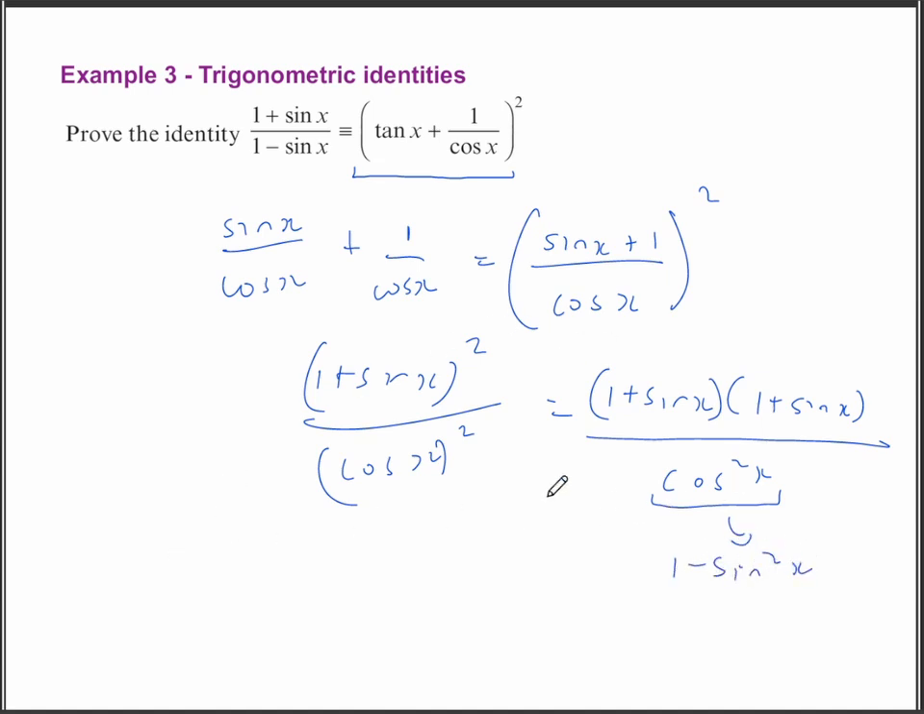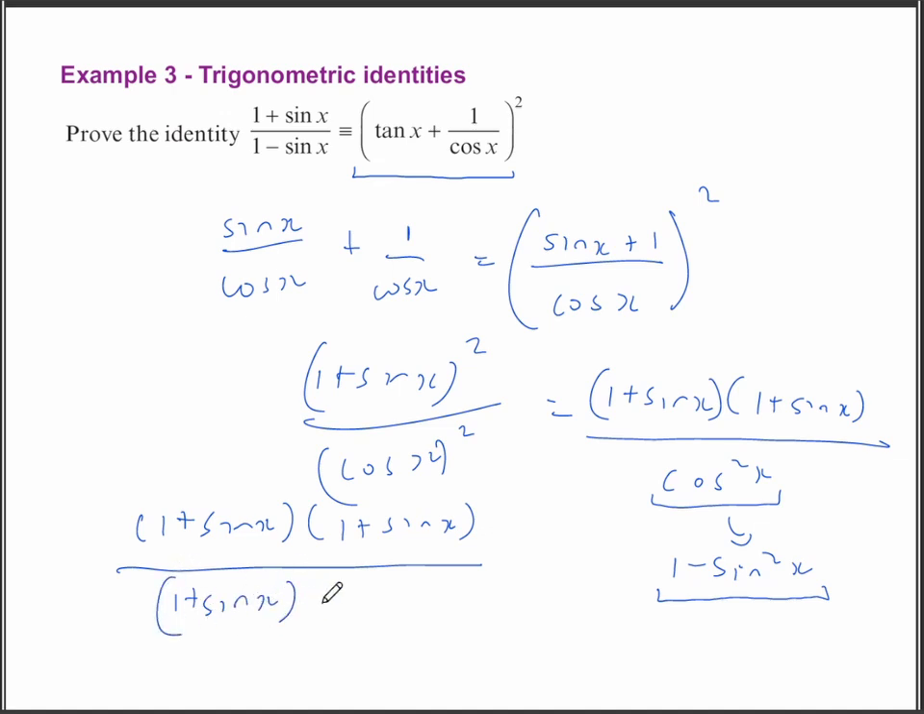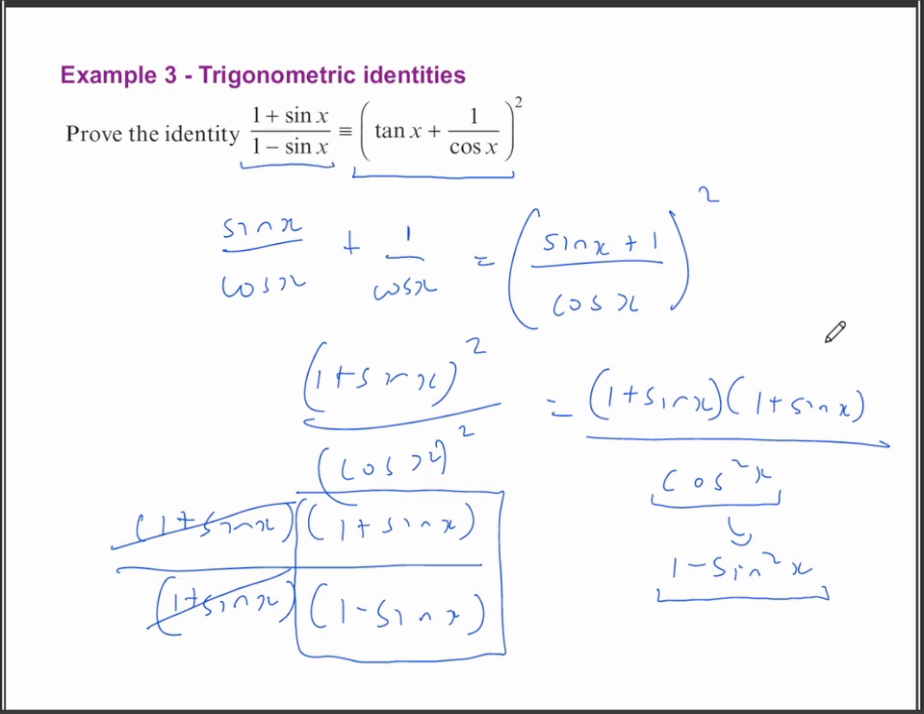So at the end, we would get 1 plus sine x, 1 plus sine x all over... Remember, this is just difference of two squares. If you're good with factorizing, you did this at IGCSE. This is just a difference of two squares where we can factorize this as 1 plus sine x and 1 minus sine x. And then what we can do here is we can cancel out these two, and we end up with 1 plus sine x over 1 minus sine x, which is exactly what we wanted.